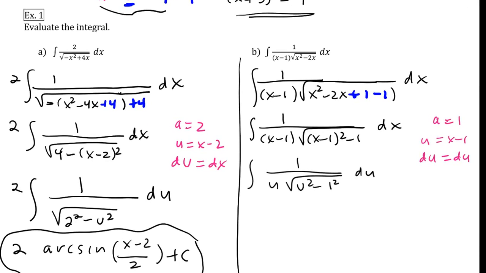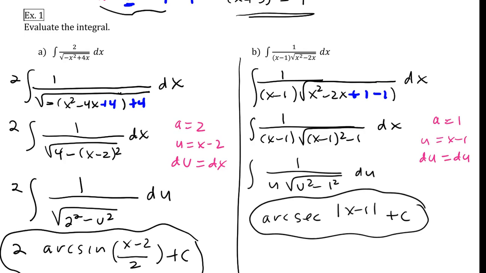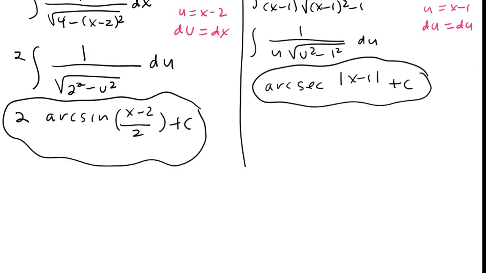Not too bad, other than completing the square. Going on, our final answer. Does arc secant have 1 over a? It does, but a is 1, so it doesn't matter. So it's the arc secant, absolute value of u, which is x minus 1, over a, which is 1, plus c. Okay, I left you a lot of space here.